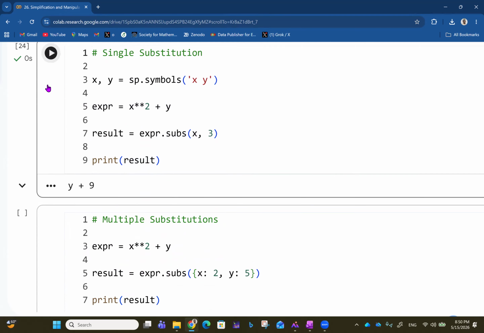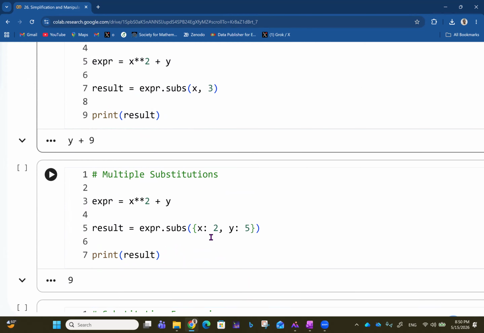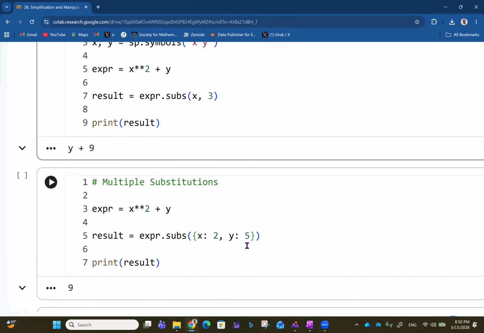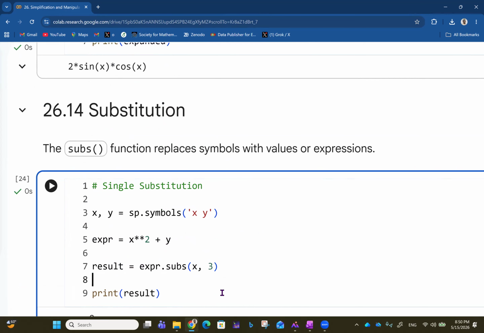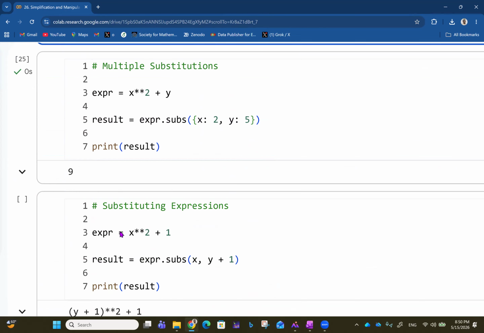But it's also possible to do double substitution. We substitute for x and y, just like we have in the next expression. So you have x squared plus y, and you are substituting 2 for x and 5 for y. That'll be 2 squared plus 5, which is 9 again, which is 9 here. So you can do one substitution or two. Here you didn't substitute for y, so y remains symbolic.